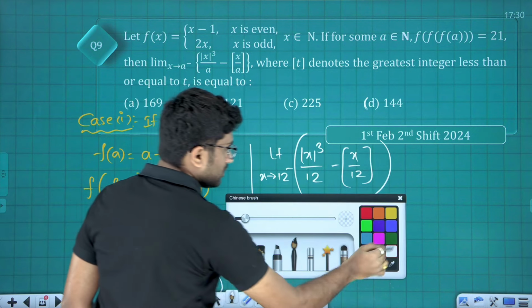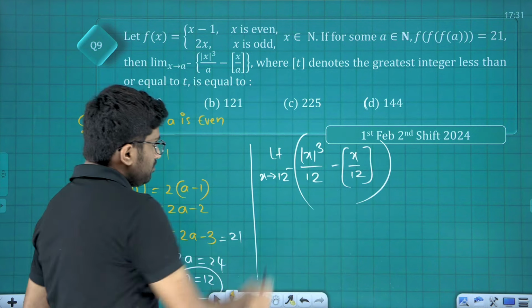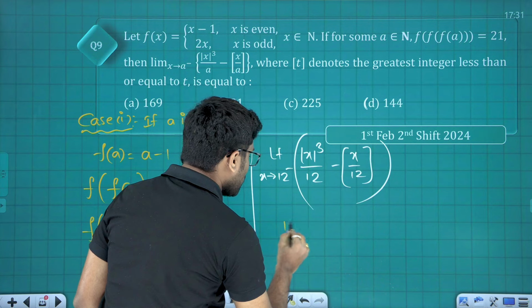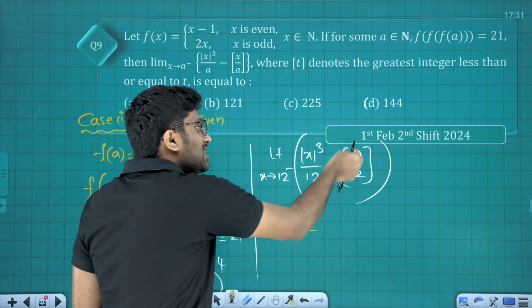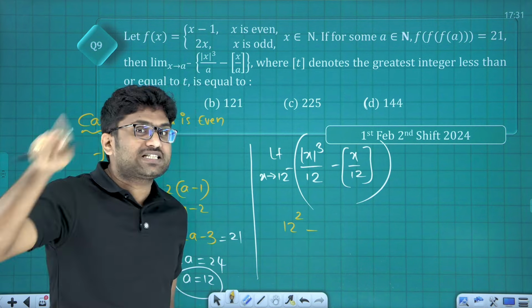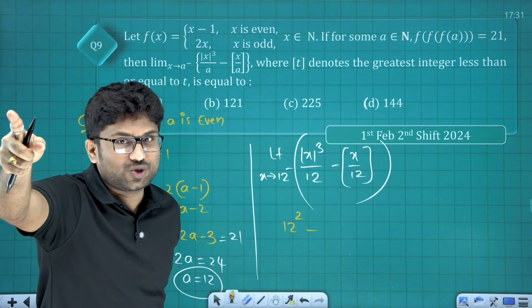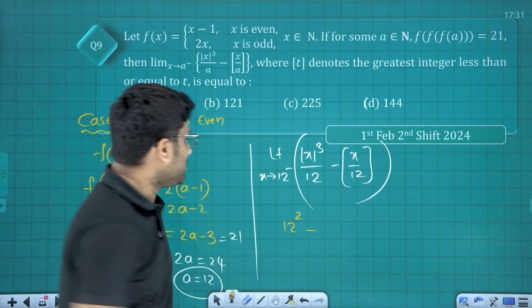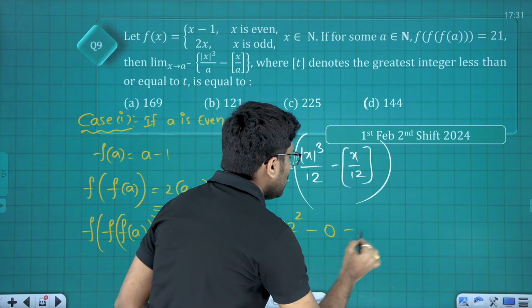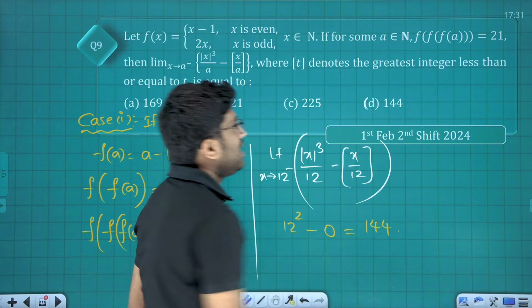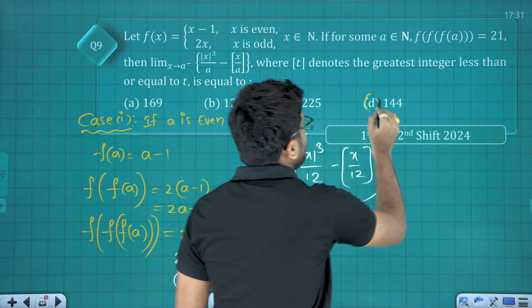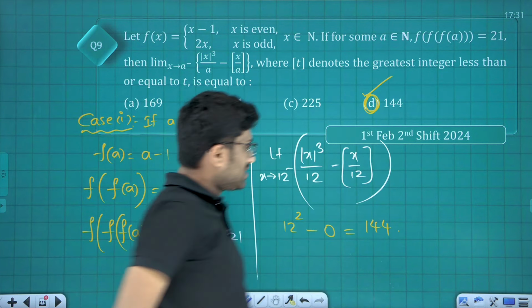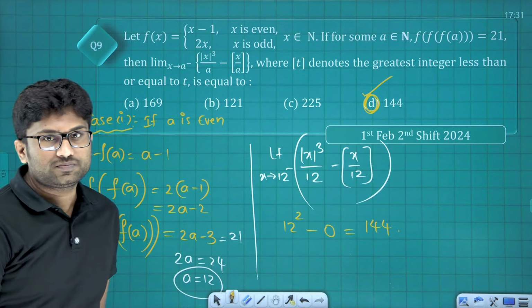Now see this, friends. 12 cube by 12 is 12 square minus, if x is just less than 12, just less than 12 by 12, for that the step function is 0 point something for sure. Step of 0 point something is 0. 12 square is 144. As I have already got the answer, no need to check for case 2. So the answer is 144. Clear?